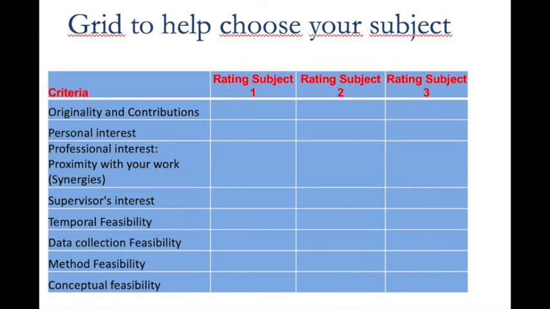This is a grid to help you to choose your subject. You have different criteria, for example, originality and contributions, your personal interest, professional interest, the proximity with your work, so synergies, the supervisor's interest, temporal feasibility, data collection feasibility, method feasibility, and conceptual feasibility. And for each topic, you can rate these different criteria on a scale between 1 and 5 in order to find the subject which fits best to all these different criteria. But the most important criteria should be originality and contributions, but also personal interest. So this is a grid you can use to choose your topic.